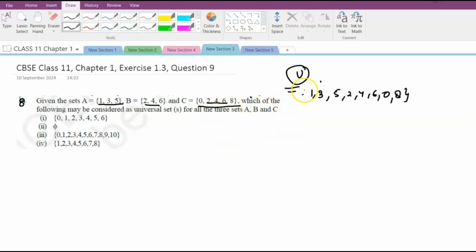Okay. Now, here we have 0, 1, 2, 3, 4, 5, 6, but 8 is not here. So this cannot work as a universal set. The empty set cannot work as a universal set. It does not contain anything. And then we have this set, 0, 1, 2, 3, 4, 5, 6, 7, 8, 9, 10. So it has 1, 2, 3, 4, 5, 6, and 8 also. So yes, this could work as a universal set.